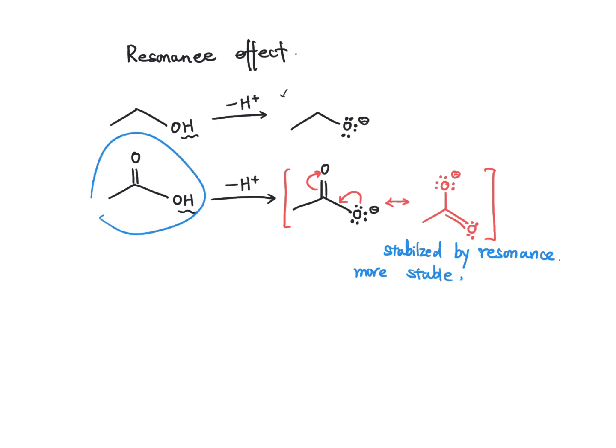That means this acetic acid is more acidic compared to the ethanol in the first case. So that is the resonance effect. When you form the conjugate base, if it's an allylic lone pair, then you need to think about the resonance effect. So that is the second effect after the elements.